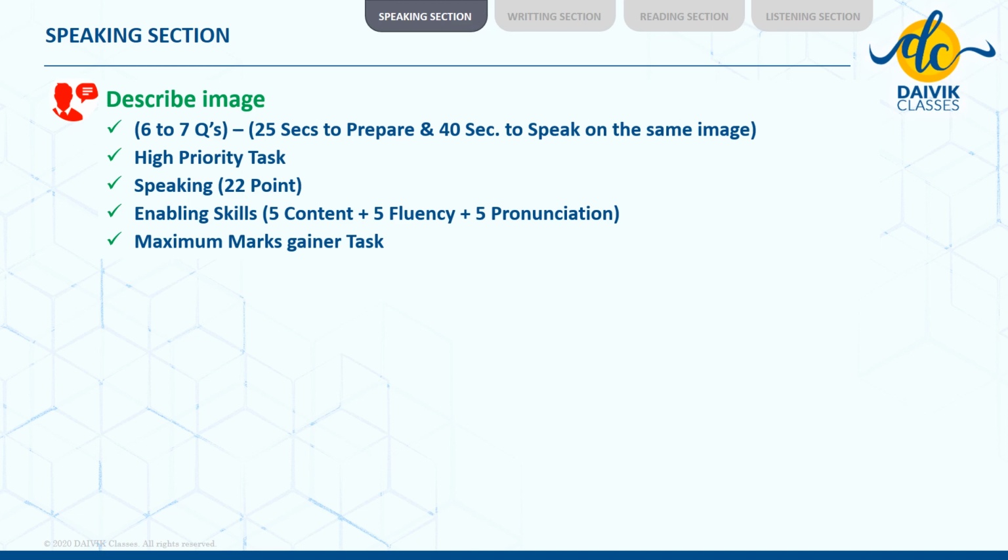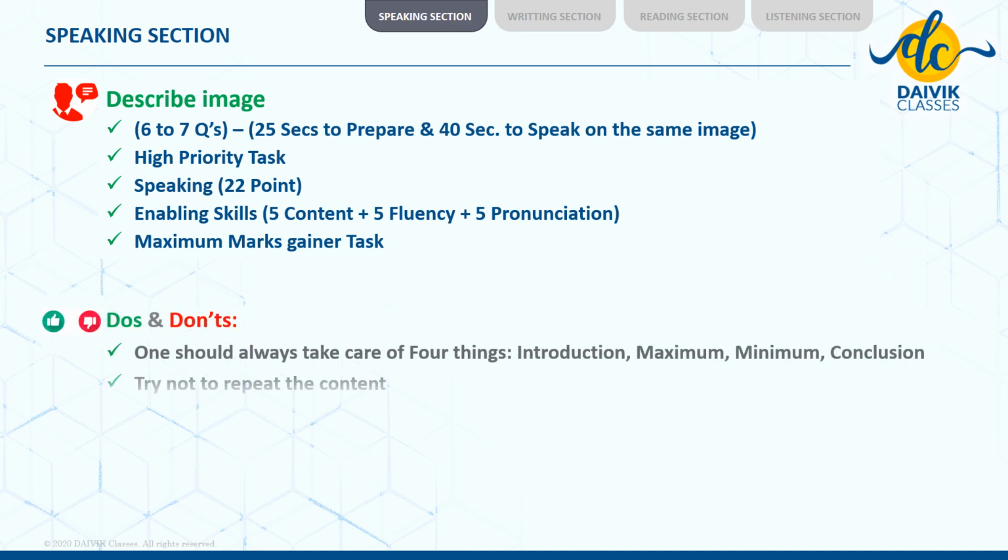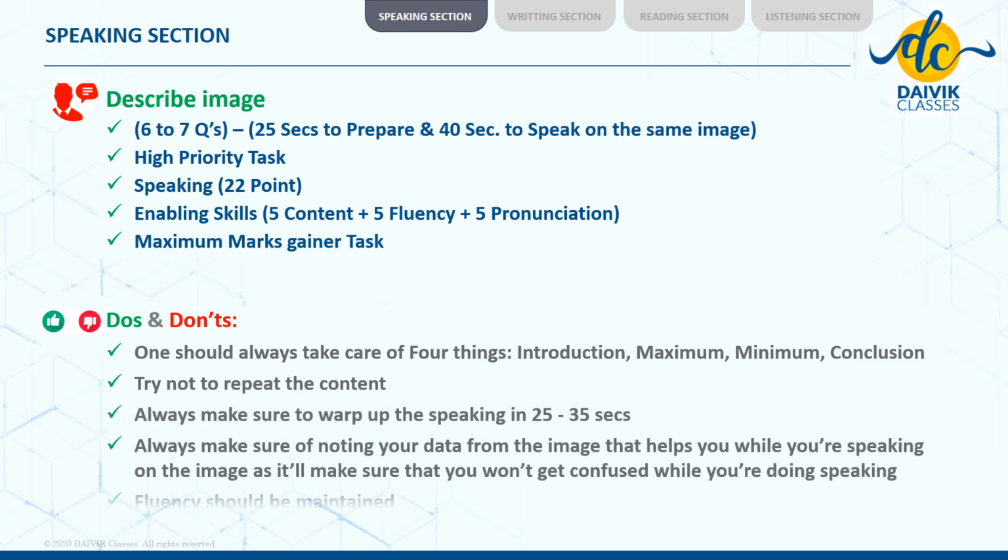And please remember the do's and don'ts. One should always take care of four things: introduction, maximum, minimum and conclusion. Try not to repeat content, and always make sure to wrap up your speaking in 25 to 35 seconds.